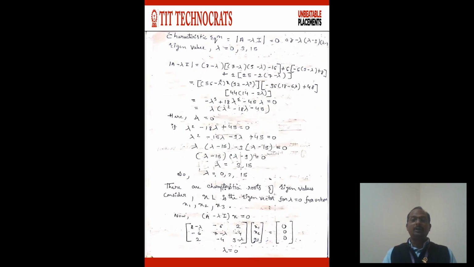Similarly, a few more examples are here. Here you can see again the values of lambda are 1 and 3. These are called eigenvalues. Another question is to find the characteristic values and vectors. The matrix is A equal to [8, minus 6, 2; minus 6, 7, minus 4; 2, minus 4, 3]. First of all, we have to create the determinant of A minus lambda I. By solving, we can get the values of lambda. The values of lambda are 0, 3 and 15.